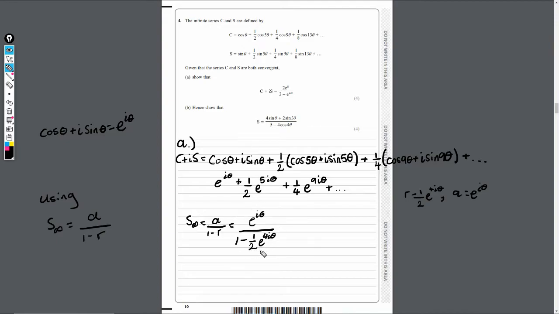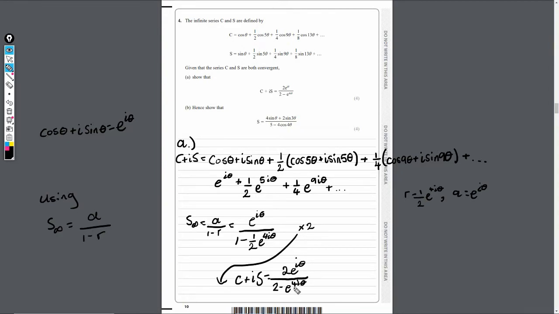So how do we get it in that form? We've just got to times through by 2, right? It gets rid of that half, that fraction of 1 over 2, and it gives us the correct form for the answer. So therefore, times through by 2 now, and this will give us c plus is being equal to 2e to the i theta all over 2 minus e to the 4i theta.